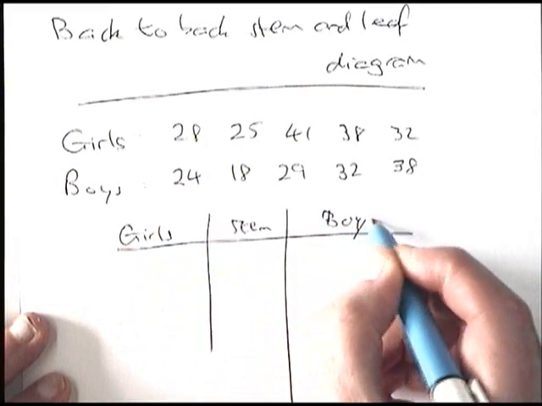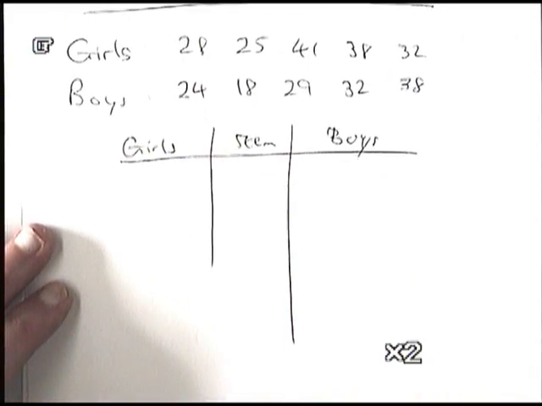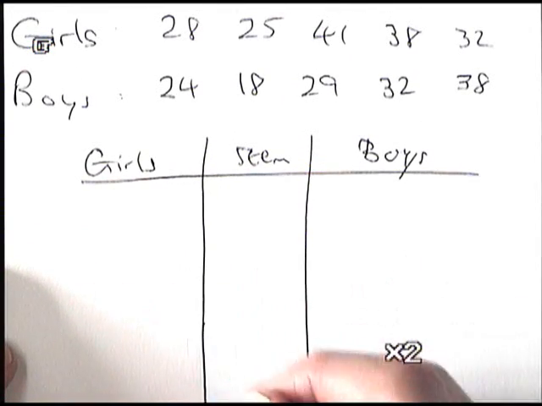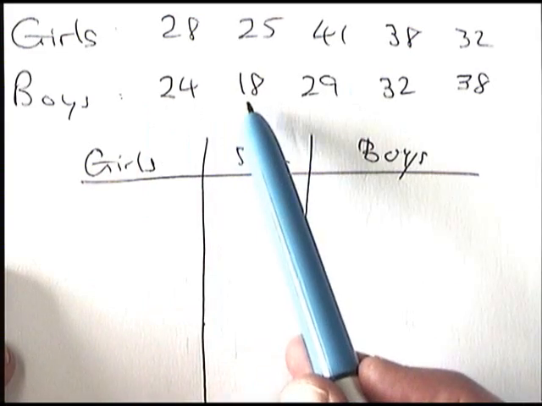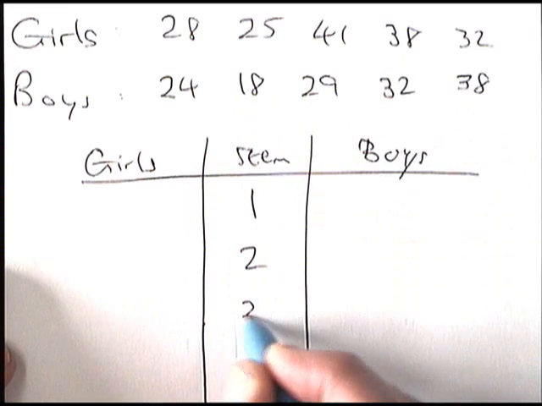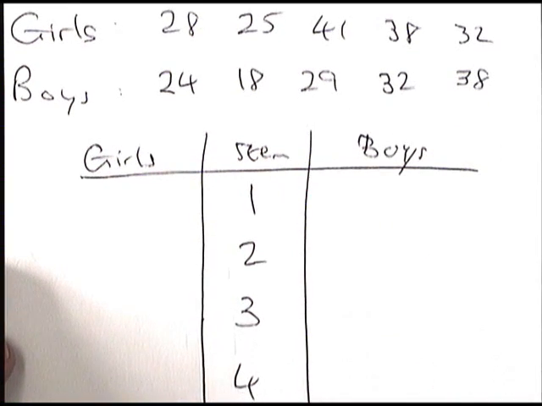In a minute, you'll have a chance to copy this down yourselves. So I've got the stem in the middle, and then I've got a section for girls and a section for boys. Now all these numbers are either in the 10s, 20s, 30s or 40s. So I'll put my stems down of 1, 2, 3 and 4. And I'll now fill them in.